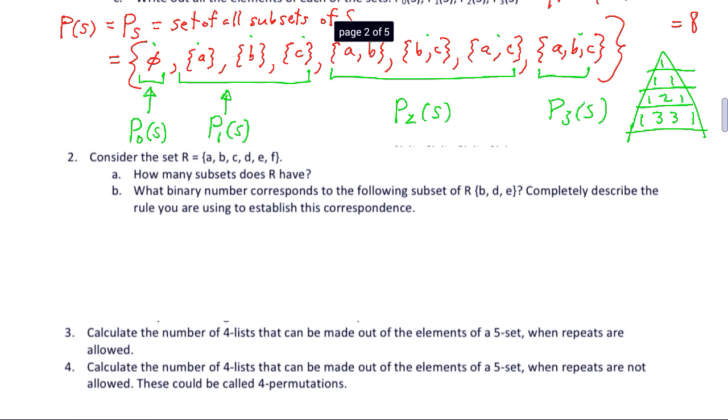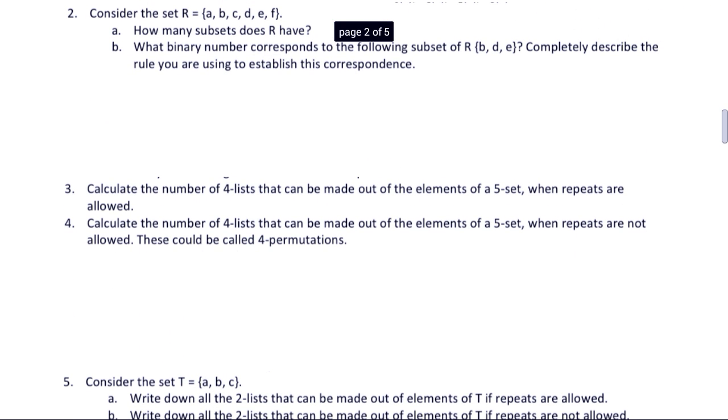Looks like I got time to do problem 2 in this video. We're going to consider a larger set now, and we're going to hope that they ask us about the numbers of subsets rather than writing them all out. How many subsets does R have? Well, the size of the set R is 6. This is a good way to start almost any problem when you're doing it on an exam, is to write out the size of the set using the proper notation.